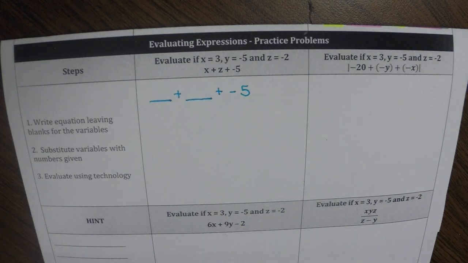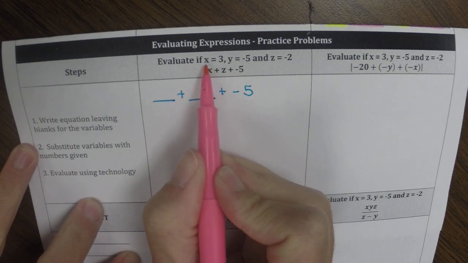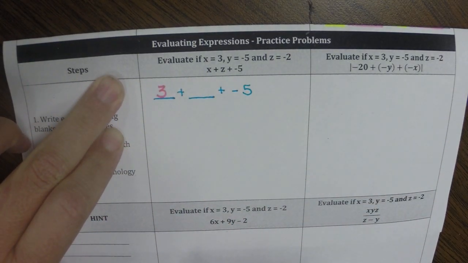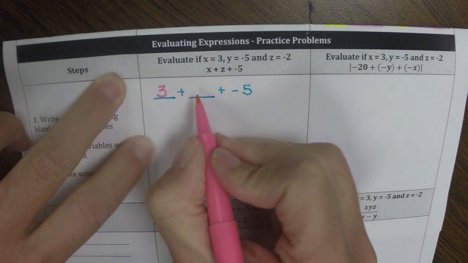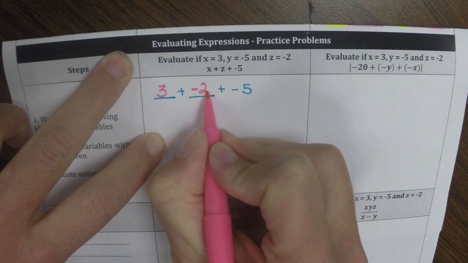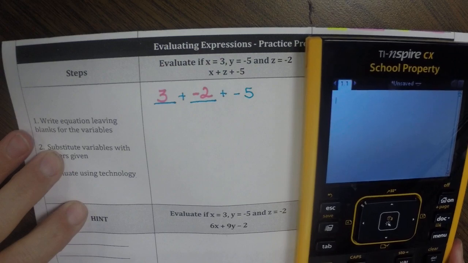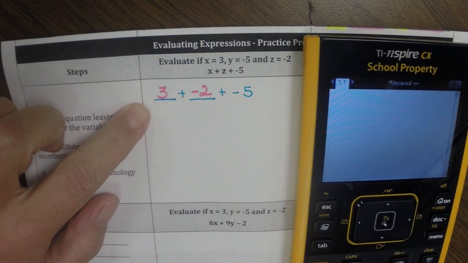So if I go back and I plug in, the first blank was an x. Well, up here it tells me x is 3. So I'm going to put a 3 in the blank. Then the next variable was z, and it told me z was -2, so I'm going to put a -2 in the blank. Now I'm ready to type this into my calculator. When I type it in, I'm going to type exactly what I see. So 3 plus -2 plus -5.